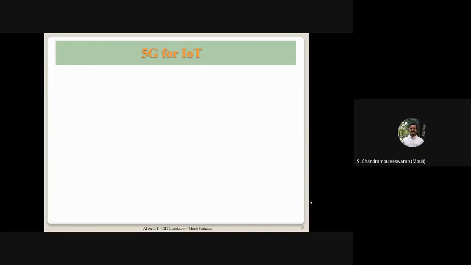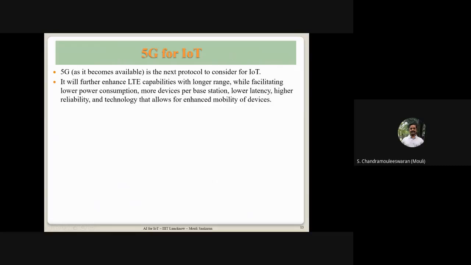Now what is 5G for IoT? 5G will be used as a protocol. When you get into industry, you are likely to be using 5G in your IoT network for sure. So it will be further enhanced. LTE capabilities will be with longer range and facilitating low power consumption. So IoT will be using both LTE and it will be improved to 5G, wherein you have higher data rate and lower latency requirements. You can go for 5G if your devices and applications need that kind of connectivity.